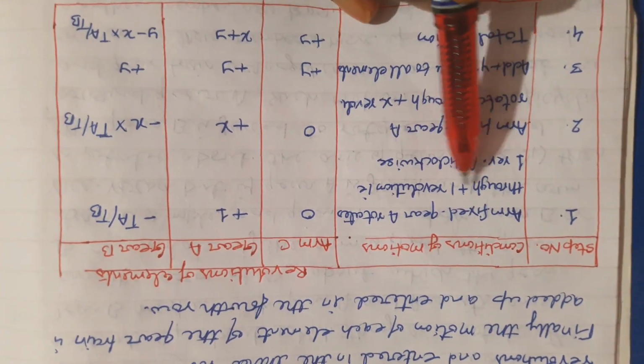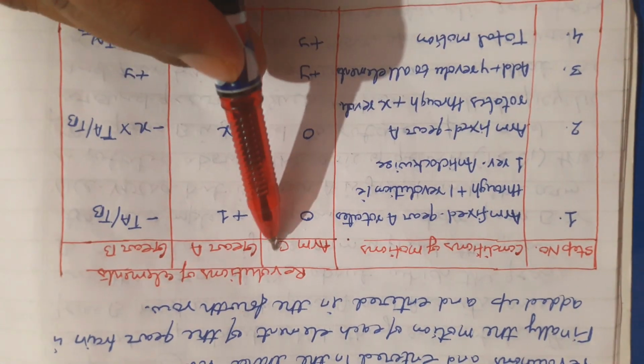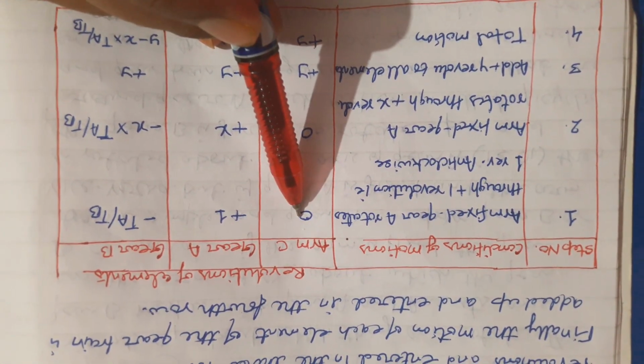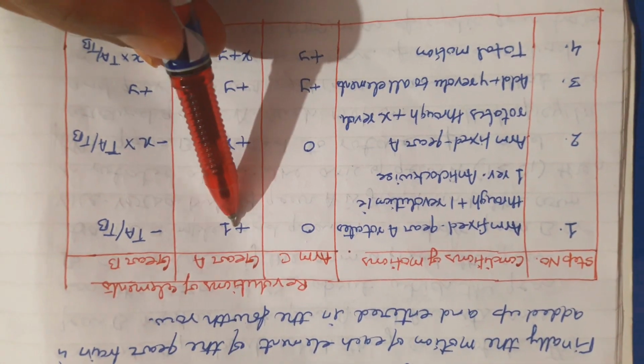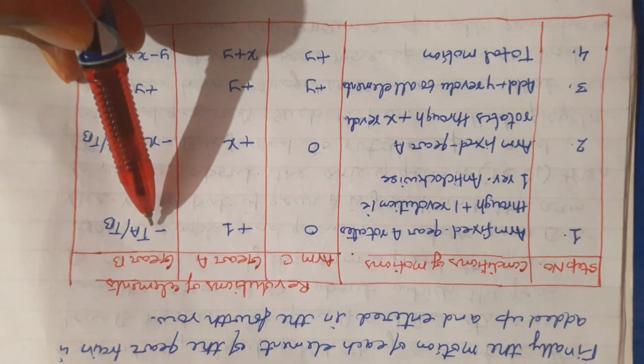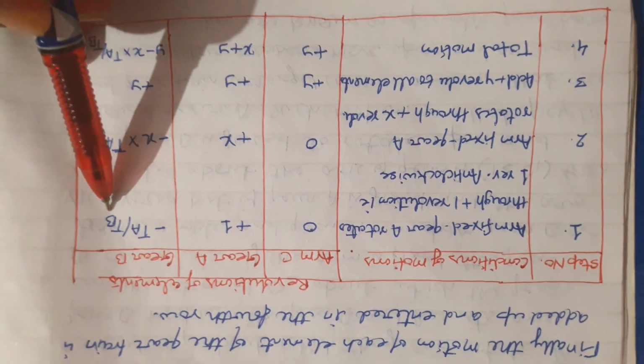Gear A rotates plus 1 revolution. That means the arm is fixed, so its revolution will be 0, and gear A gives plus 1 revolution. So gear B will have the revolution minus TA upon TB.